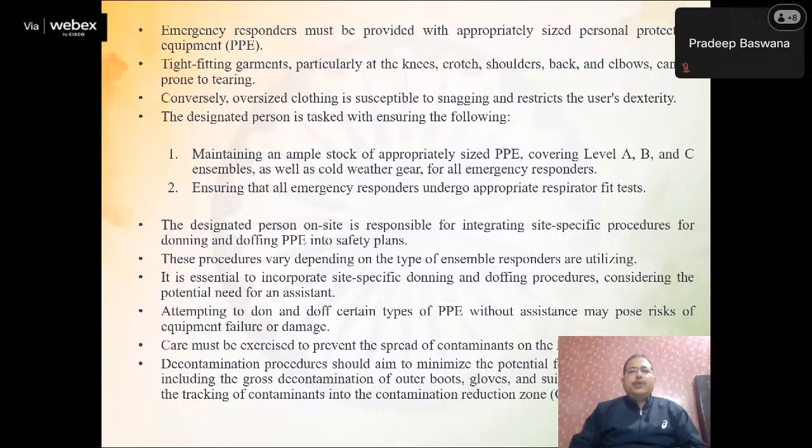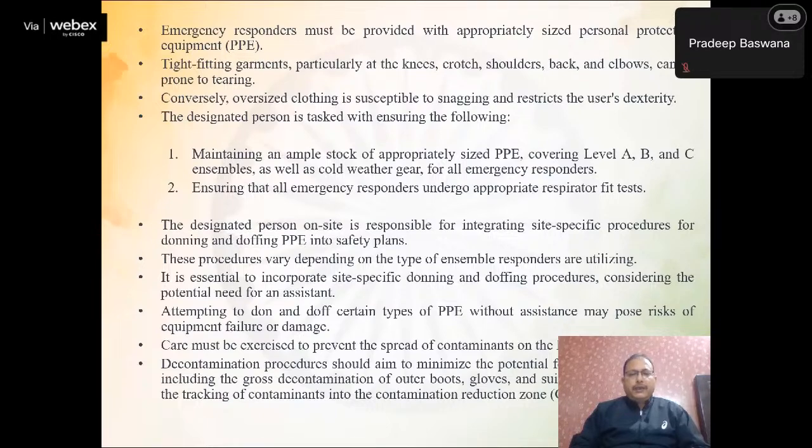It is again essential to incorporate site-specific donning and doffing procedures, considering the potential need for an assistant. Attempting to don and doff certain types of PPE without assistance may pose risks of equipment failure or damage. You have seen this: if some responder is changing the canister on his own, there might be a potential contamination of that particular person. So again, we generally suggest that there should be a buddy system, and the next person can easily change it so that you do not doff the particular PPE yourself.